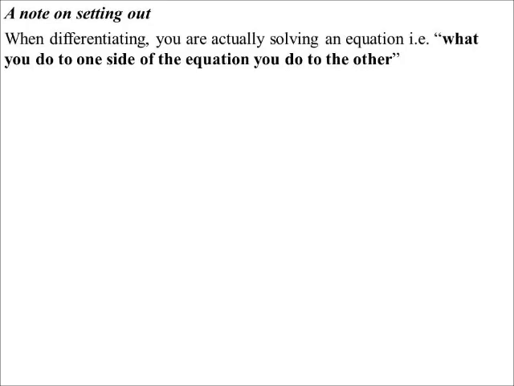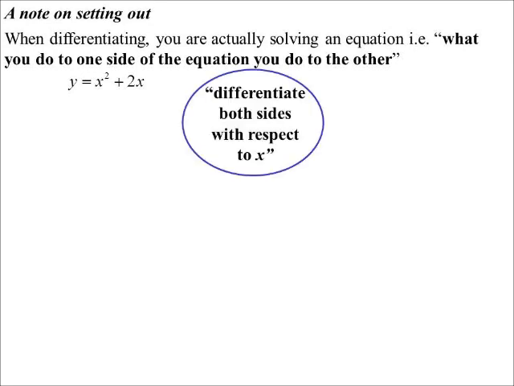All right. Finally, just some notes on when you're setting your solutions out. You are actually solving an equation when you differentiate. So the idea is what you do on one side of the equation, you do to the other. So when you have y equals x squared plus 2x, you have to think of this like it's an equation. And so I'm technically going to differentiate both sides with respect to x. So remember the different notations I said we could have. Here I've used the notation d/dx of whatever the function is. So in this case on the left hand side, I'm differentiating y with respect to x. On the right hand side I'm saying I'm going to differentiate x squared plus 2x with respect to x.